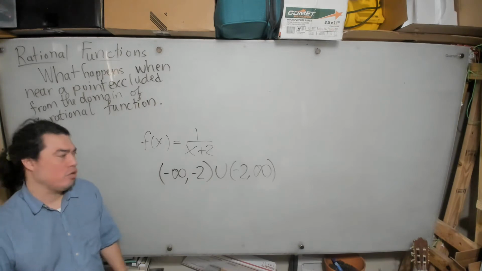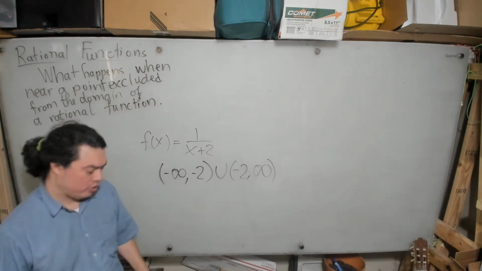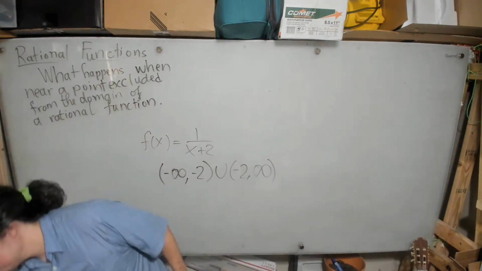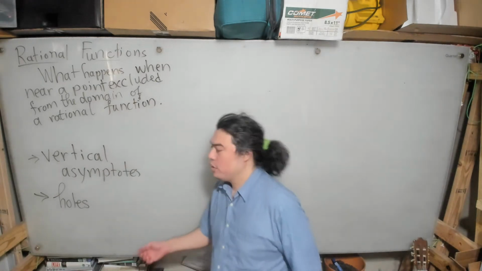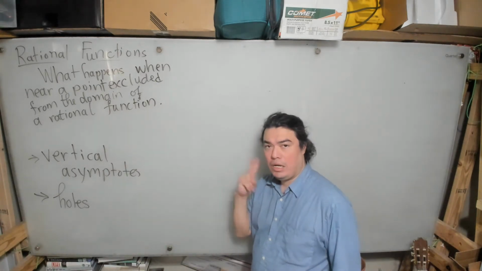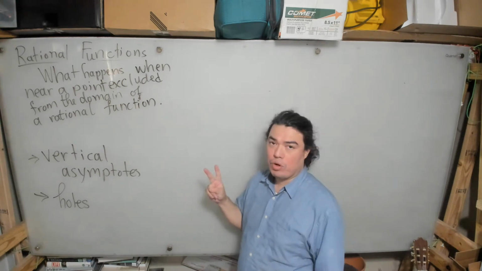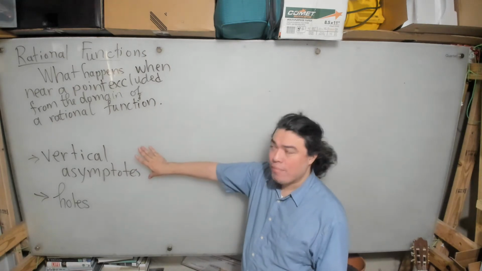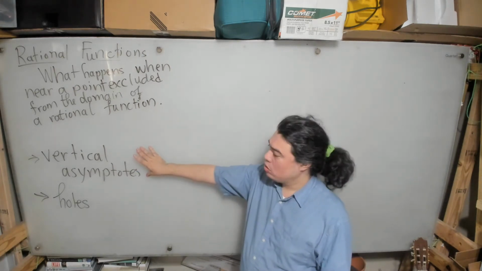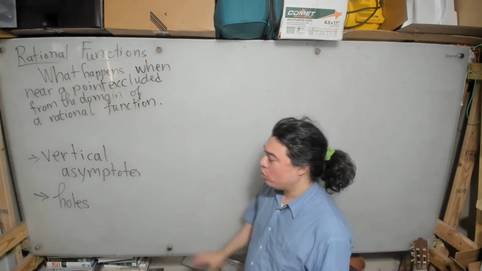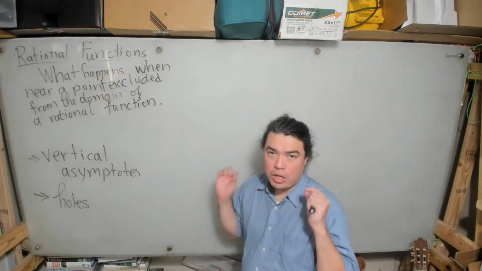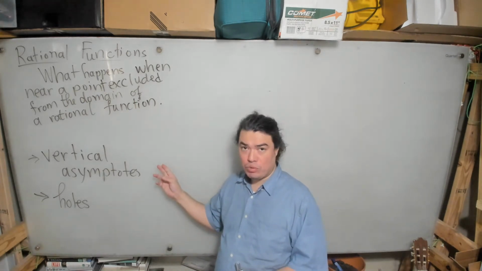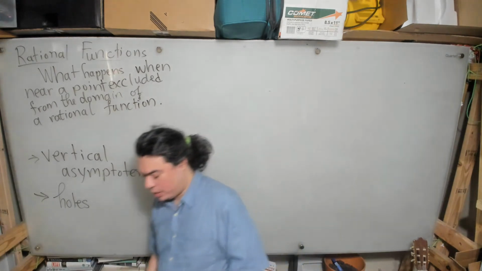But we're very interested to know what happens nearby. Okay? And so we're going to see that what happens nearby is going to be two things. The two things that can happen near a point excluded from the domain of a rational function are either that point can be a vertical asymptote, or that point excluded from the domain can be the location of a hole. Let me say it again. The point excluded from the domain of a rational function can be either the location of a vertical asymptote, or it can be the location of a hole. Okay?